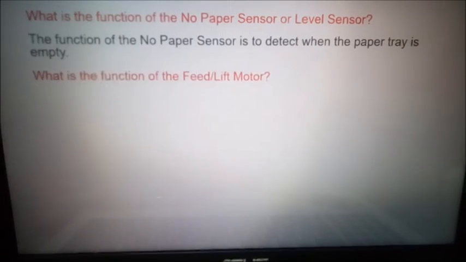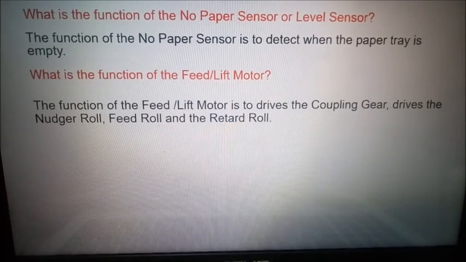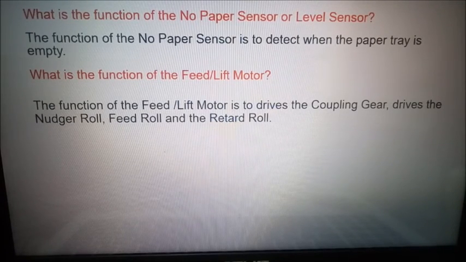Next, what is the function of the feed lift motor? The function of the feed lift motor is to drive the coupling gear, and drive the nudge roll, feed roll, and the retard roll. So you can see in the feeder assembly that there is only one motor. The purpose of that motor is to rotate the coupling gear and rotate the nudge roll, the feed roll, and the retard roll. So that's all about the parts of the feeder assembly.